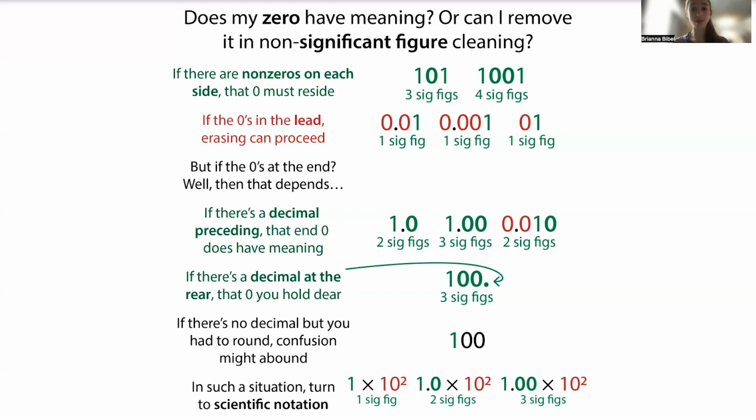And so how do we determine how many sig figs a number has, and how can we report them correctly? Basically, if a number is not zero, it is going to be significant. The confusion comes when you have zeros. And when you have zeros, where the zeros are in relation to decimal points matters.